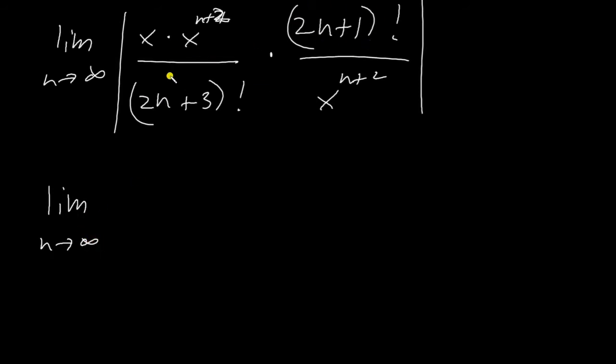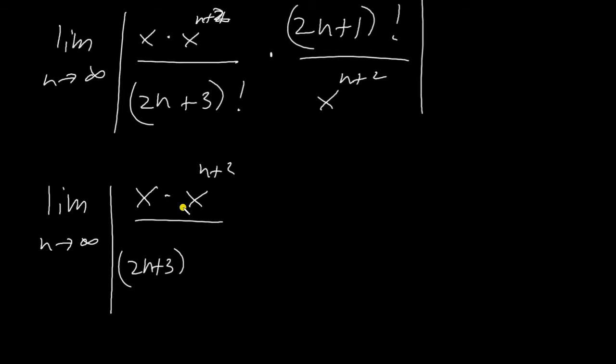So I want this to cancel with this. So I'm going to start listing the first few terms of this factorial. Okay, so we'll have x times x to the n plus 2. And so if I list the first few terms, first is going to be 2n plus 3. Remember, we're going to be listing decreasing terms, and we're going to be multiplying those until we get to 1.